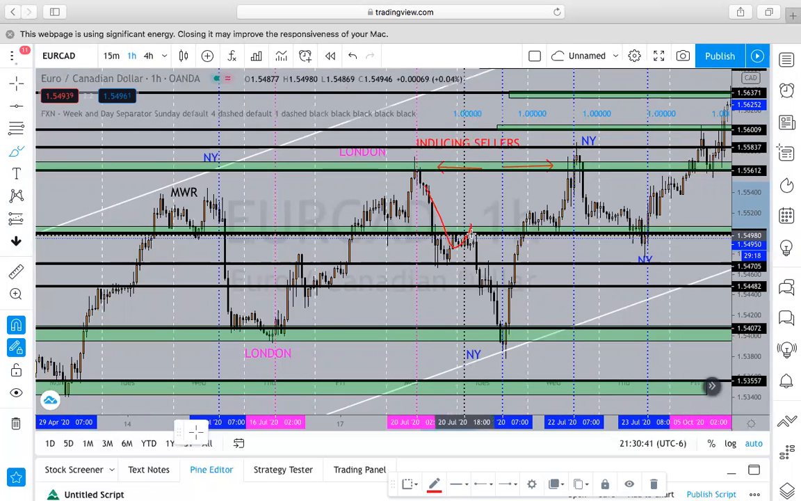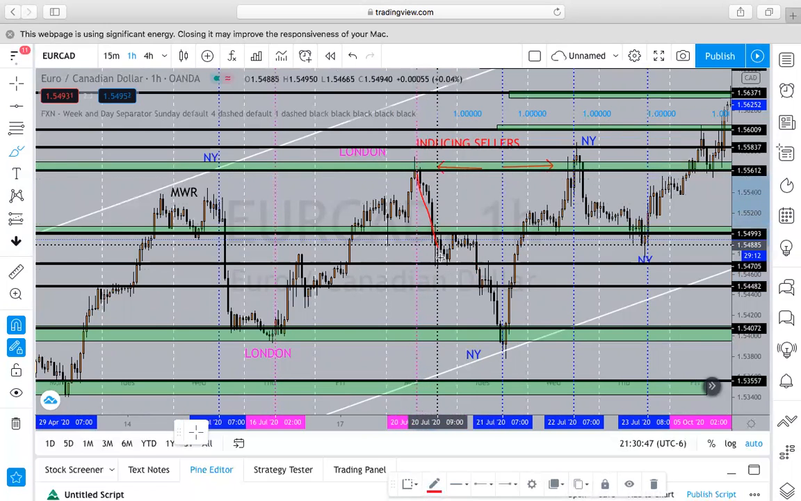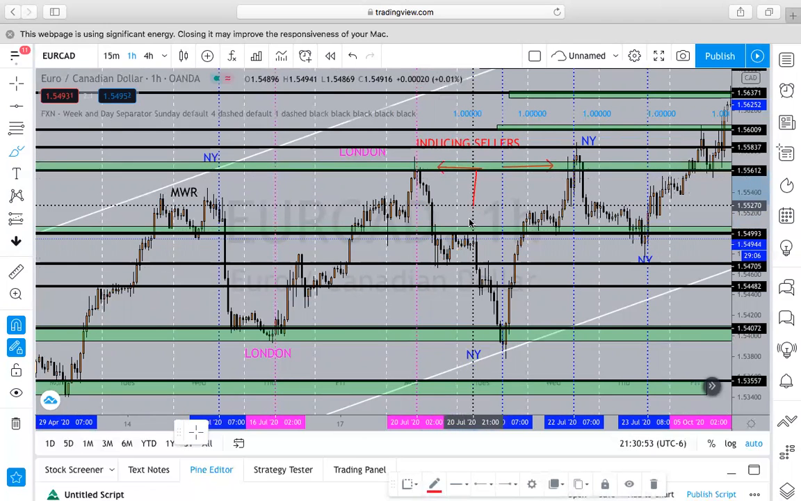Break support, retest, drop. So anybody that didn't catch this move right here, any retail traders that didn't catch this, they got in right here. So they got induced right here as well. I guess I didn't draw that. So this would have been one of the spots they did get induced.